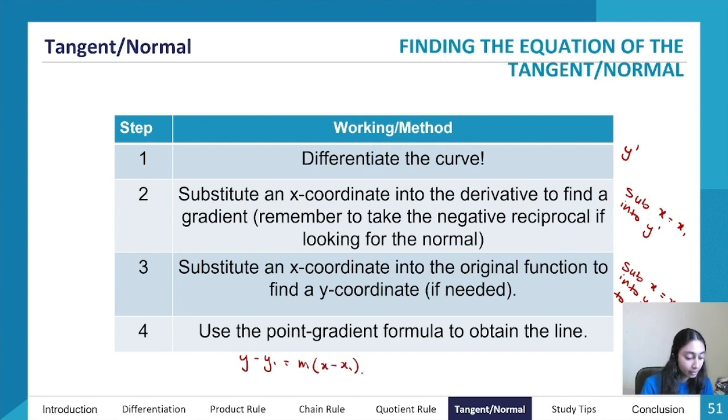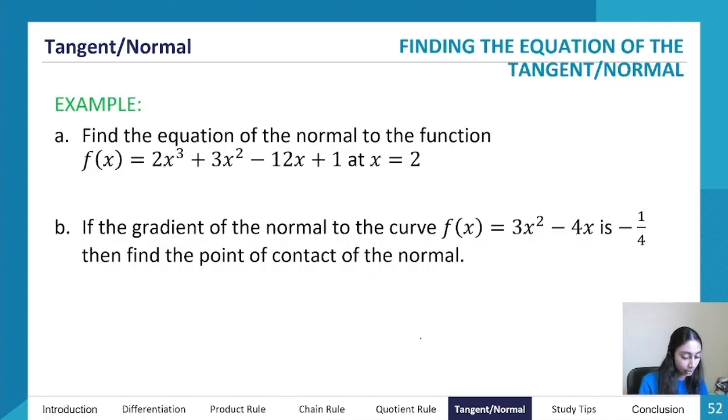Okay, so here is a question. I would like for you guys to try this on your own. I'm going to give you quite a few minutes to try it. So find the equation of the normal to the function y is equal to x cubed plus 3x squared minus 12x plus 1 at x is equal to 2.